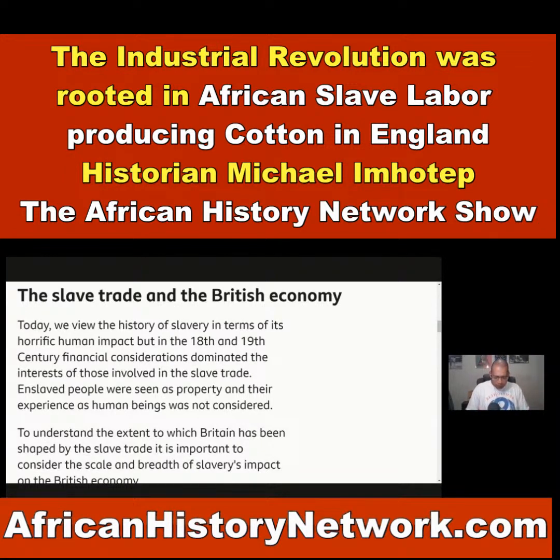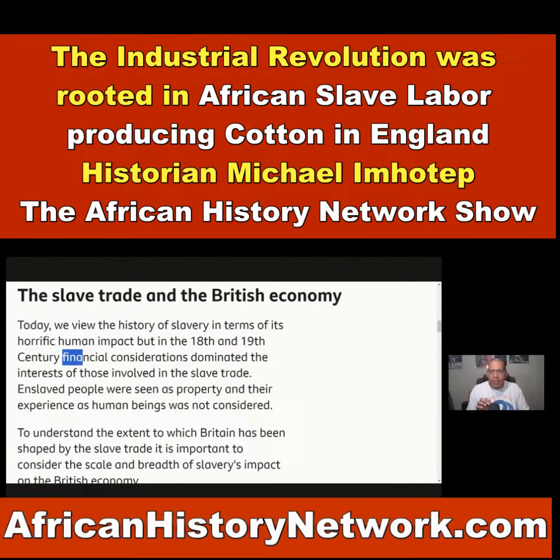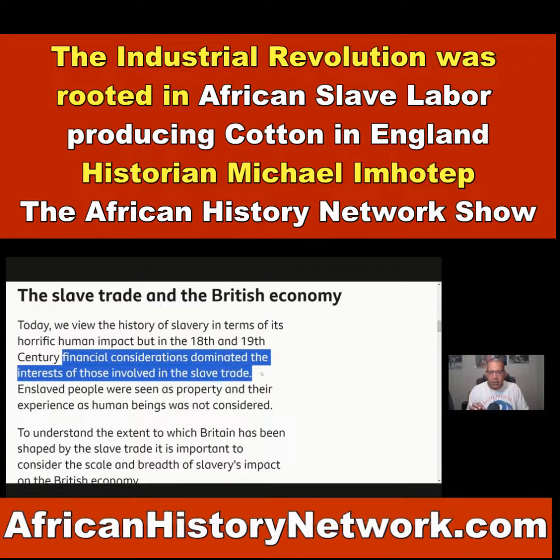Today we view the history of slavery in terms of its horrific human impact. But in the 18th and 19th century, the 1700s and 1800s, financial considerations dominated the interests of those involved in the slave trade. They didn't care about the humanity of people because they didn't think African people were human in the first place. It was all about the Benjamins, or the pounds.